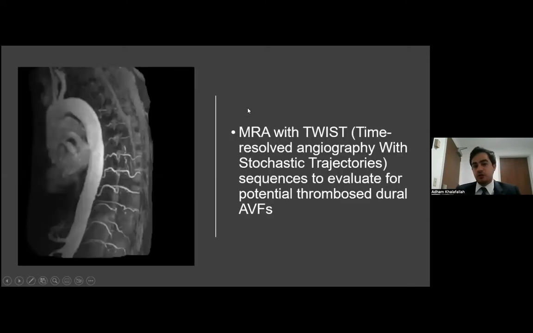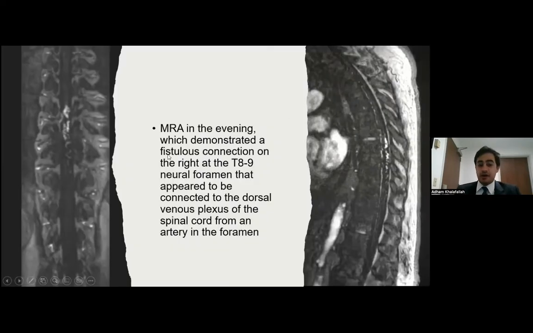So it was decided that we're going to get an MRA overnight. The patient got out of the angio suite and went to the MRA, because now the question is maybe the patient has a thrombosed dural AV fistula. And then the MRA was done in the evening, and it still showed the fistula's connection on the right T8-T9 that appeared to be connected to his dural venous plexus.